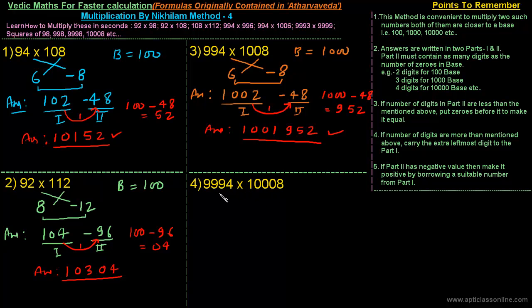For the last question, 9994 into 10008, how much is the base here? The base, as we see here, is 10,000. So the first number is how much less than 10,000? It is 6. The second number is minus 8 less than 10,000. While writing down the answer, first you will write the difference of this and this, or this and this.